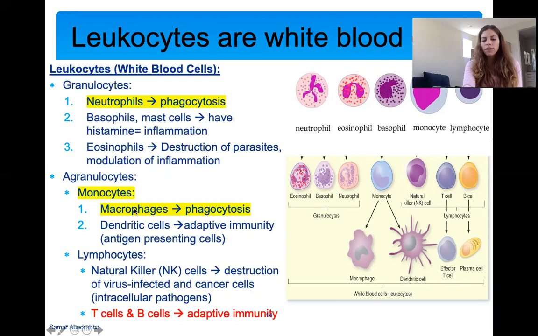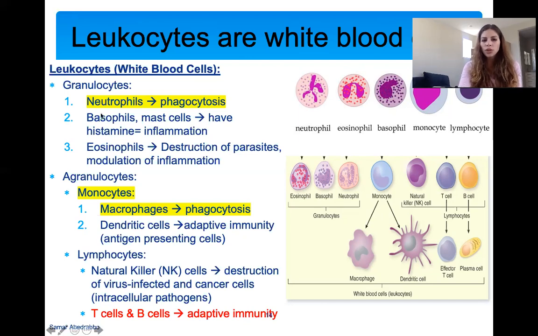Monocytes are macrophages and dendritic cells. Macrophages are very important in phagocytosis, and so are dendritic cells. Dendritic cells will be important in adaptive immunity, which we'll learn about later. And then lymphocytes are natural killer cells, and T cells and B cells. Natural killer cells are important for helping fight off anytime you have a virus or cancer or tumor cells. T cells and B cells are a type of lymphocyte, and we'll learn about them when we talk about adaptive immunity.